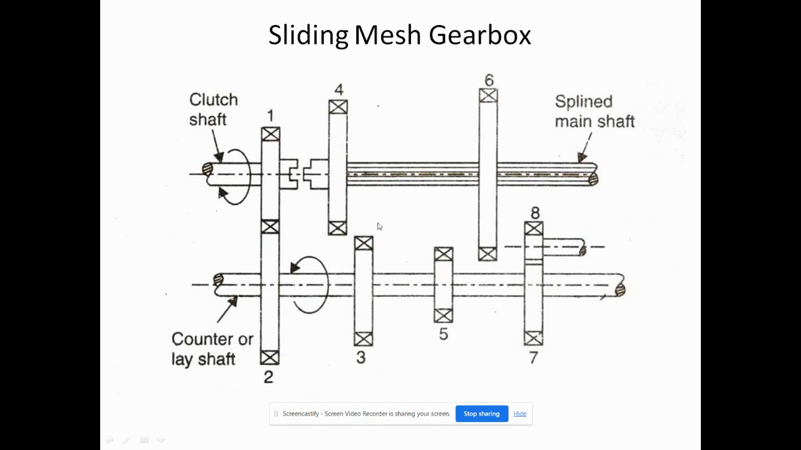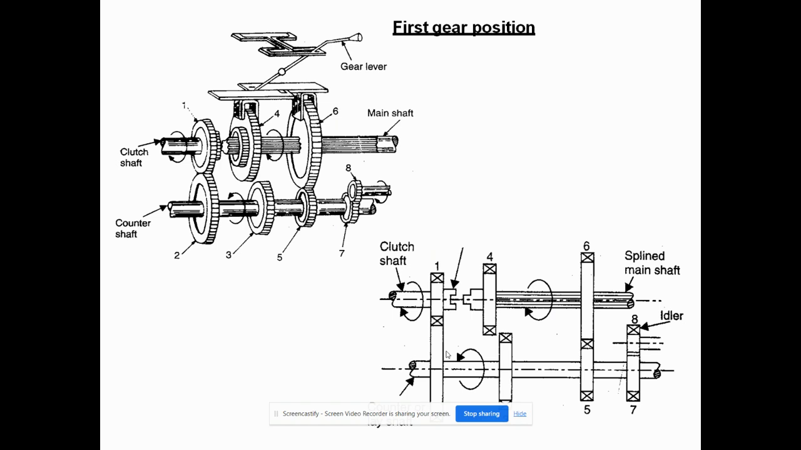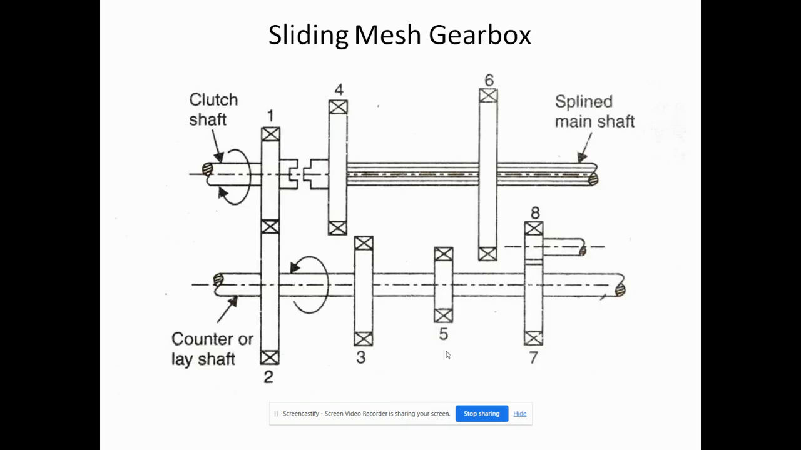Okay, this is the sliding mesh gearbox. This is the main shaft, I have already told you. This is the counter shaft, and these are the gear arrangements. This is first gear, second gear, third, fourth, fifth, sixth, seventh, eighth. These are the 8 gears we can see here. What happens if you apply the first gear?